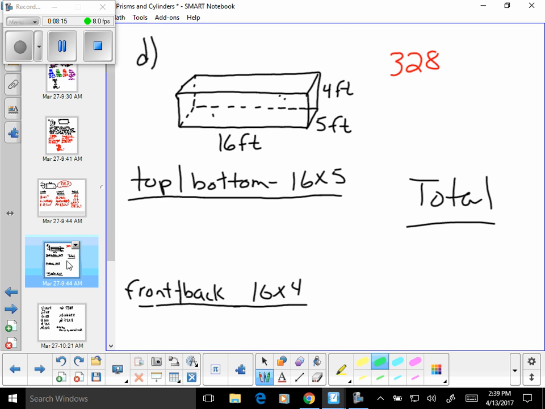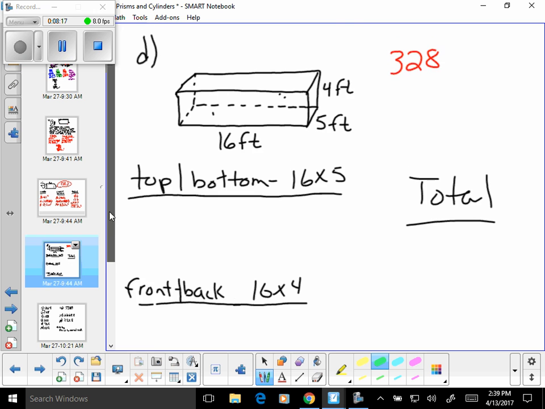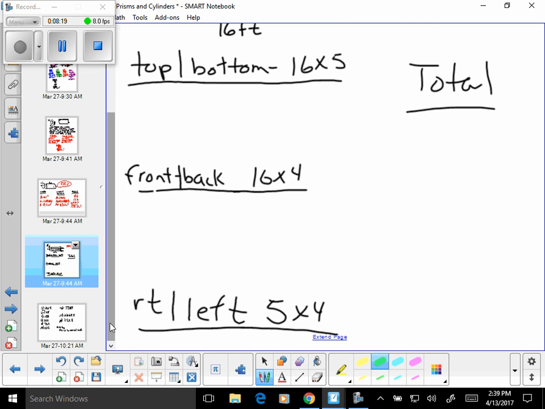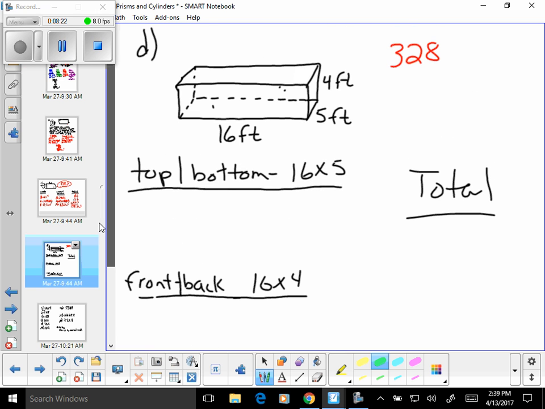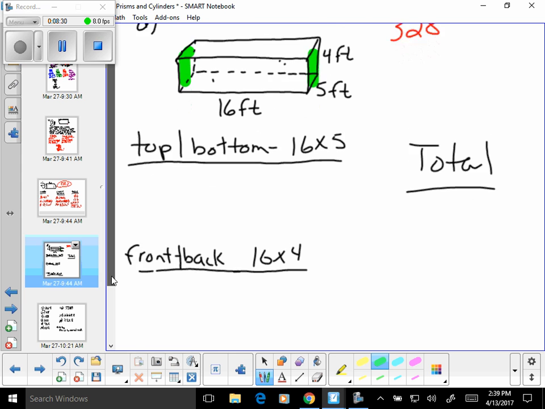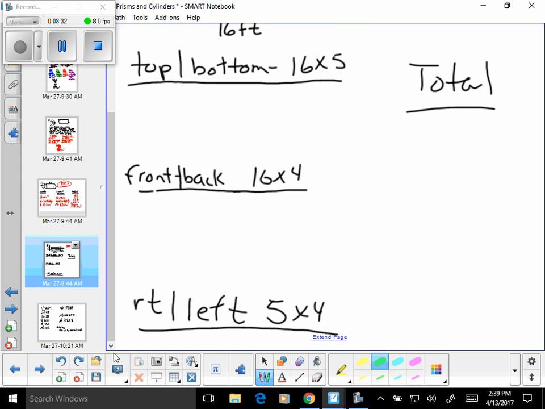Whoops, didn't mean to do that, sorry. And then you've got those right sides and left sides. You've got the little pieces here and here, and those, whoa, that did not work out well at all. Trying to go too fast. That's going to be 5 by 4.